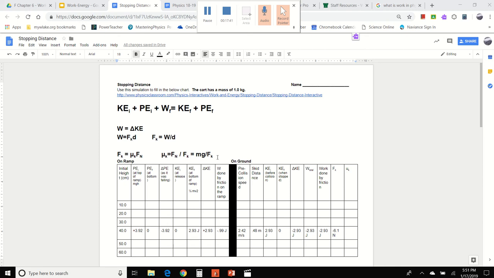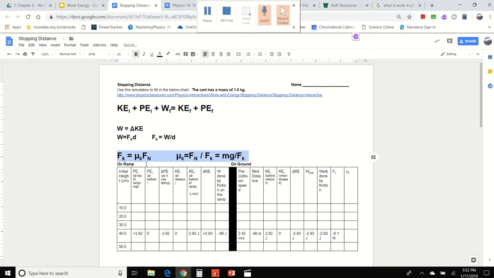So if you remember our equation for friction, let me just make this a little bit bigger for everybody. The force of kinetic friction is equal to the coefficient of kinetic friction times the normal force. So mu k here, that's this guy, mu k. We just found the force of kinetic friction, and we have to solve for this.